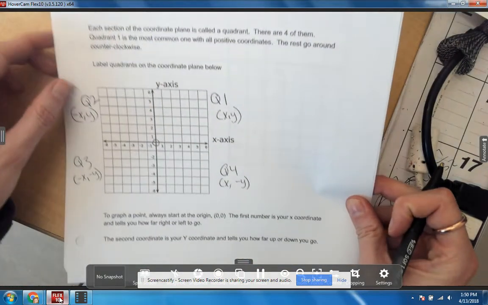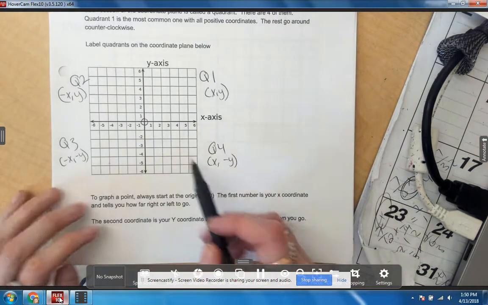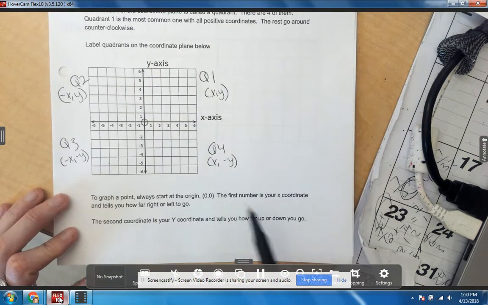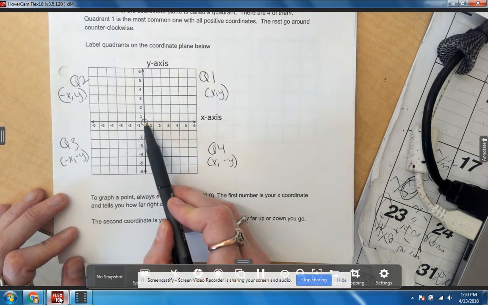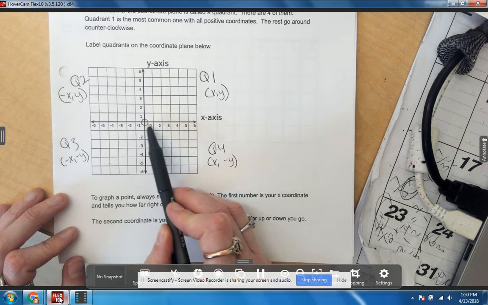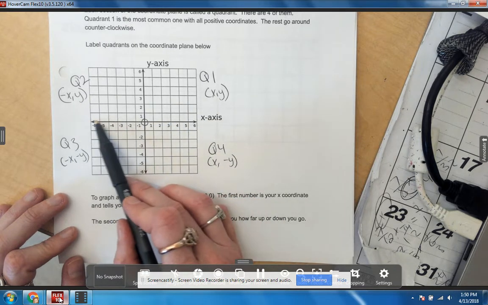Okay, to graph a point on a 4-quadrant coordinate plane, you start at the origin, which is 0, 0. That's right where they intersect. The first number is your x-coordinate, and that tells you how far right or left to go. So think about it. If you're here and you want to go to the right, that means your x-coordinate would be a positive number because that's going to put you on the positive side. If it's a negative number, you would move to the left.